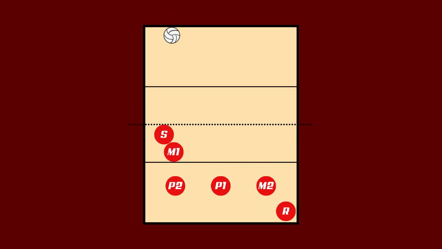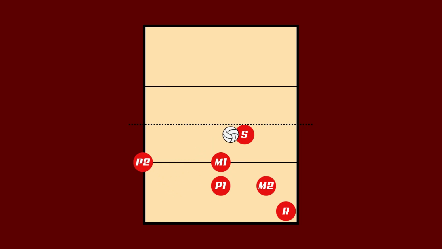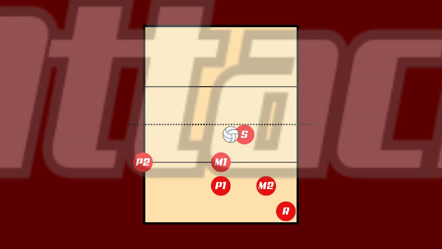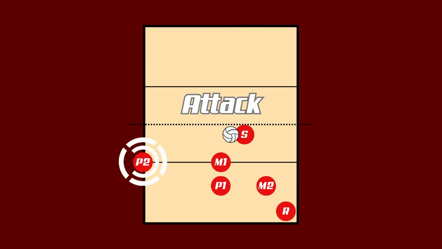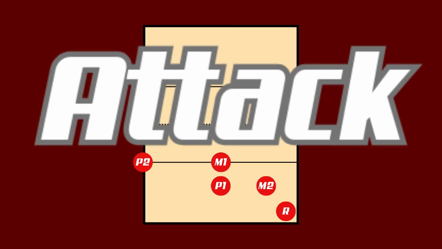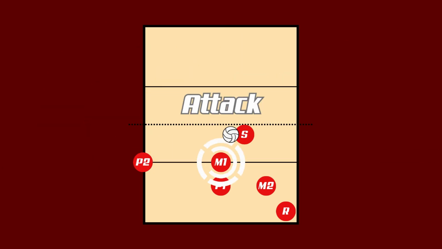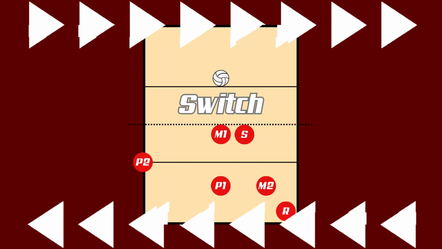Once the ball is put into play, the setter will run towards zone 2 while M1 slots in to prepare for attack. P2 is to assist with the receive, then transition outside to hit. Once the ball goes over, switch.